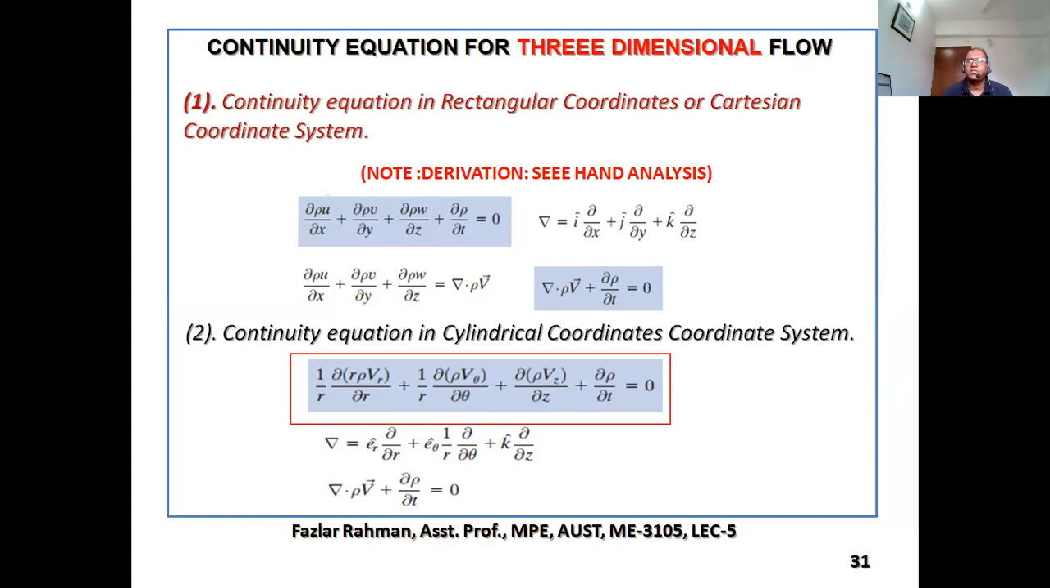So in the exam, I might say, derive the continuity equation for compressible flow and deduce the equation for steady two-dimensional flow. Then I might say, write the continuity equation in cylindrical coordinates. Okay. So this chapter is finished, okay? Now we'll start a new chapter.